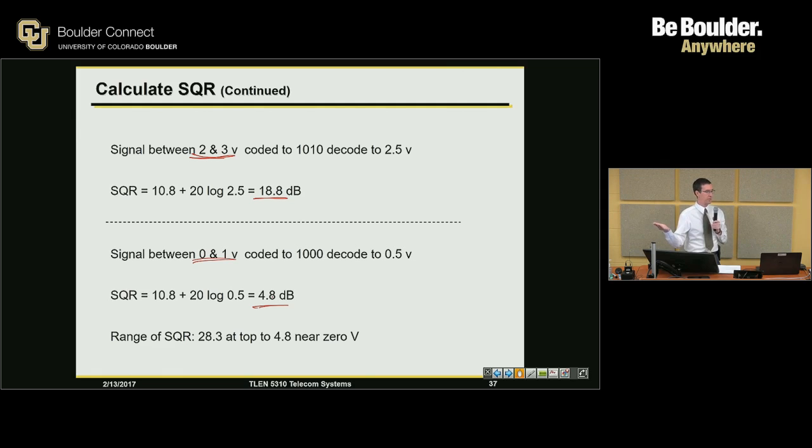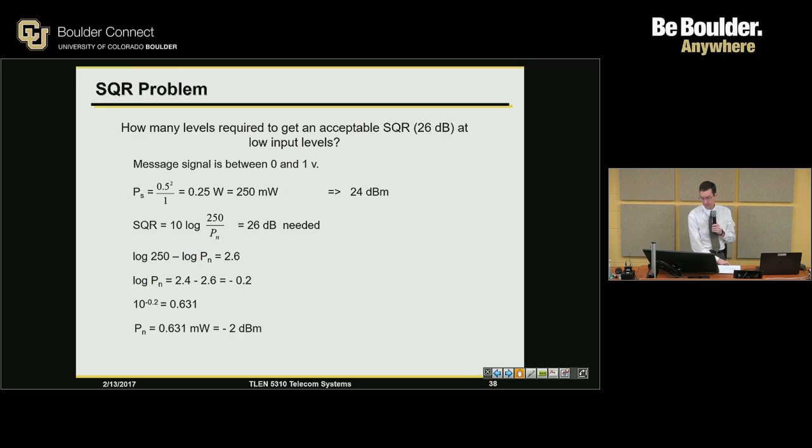So how do I deal with that? One way to deal with that is to change my scale from a linear scale to a nonlinear scale, so that my low values and my high values all end up with the same SQR. So that's what we do in the voice network, so that your voice comes out sounding appropriately at the other end.